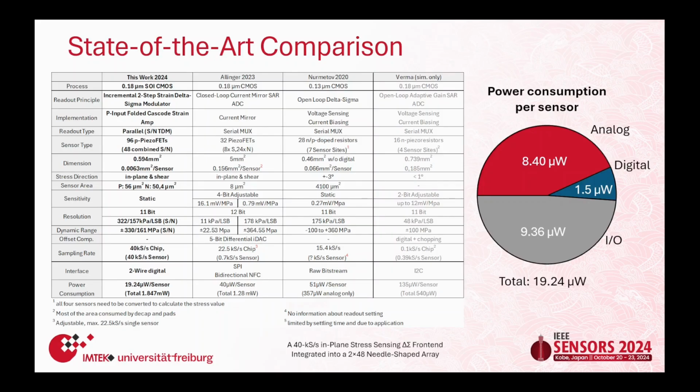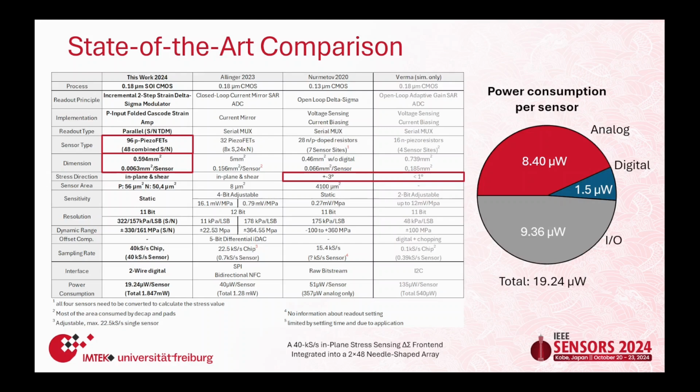So let me conclude now with a state-of-the-art comparison. I have to admit, it's really hard to compare these implementations because every implementation has a different target. But let me try it anyway. We implemented 96 sensors, which is 3 times more than previous implementations. If we break it down to area per sensor, we could improve by more than a factor of 10 compared to previous implementations.